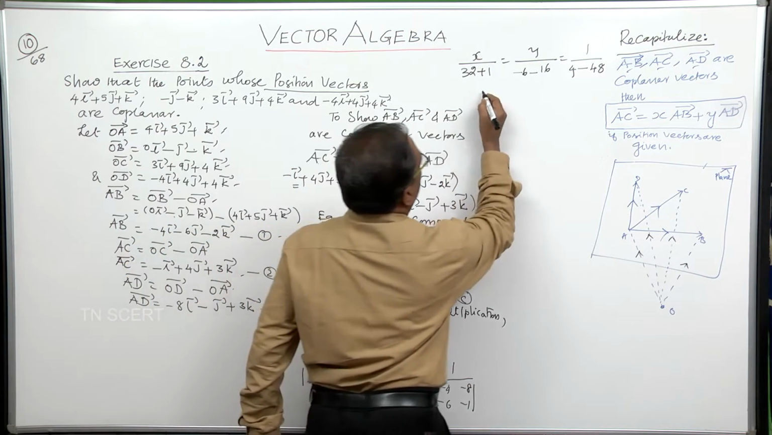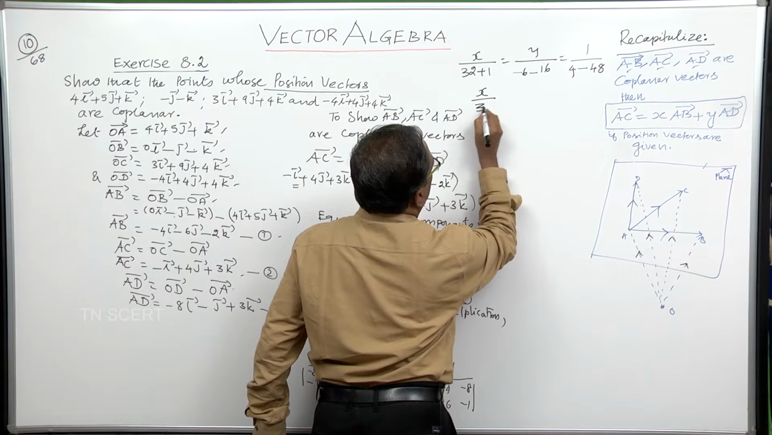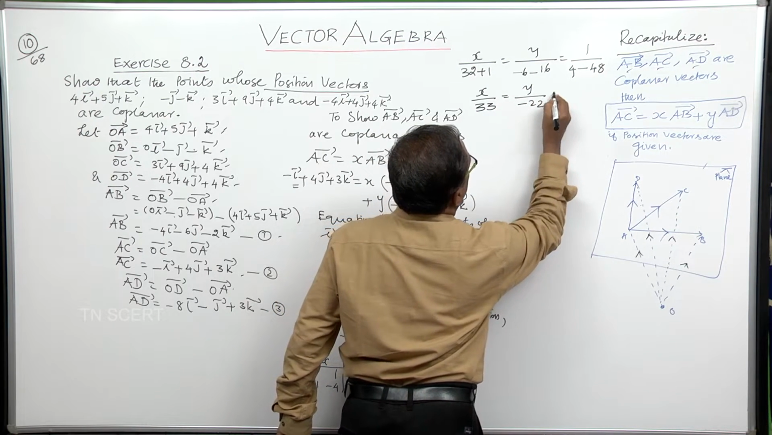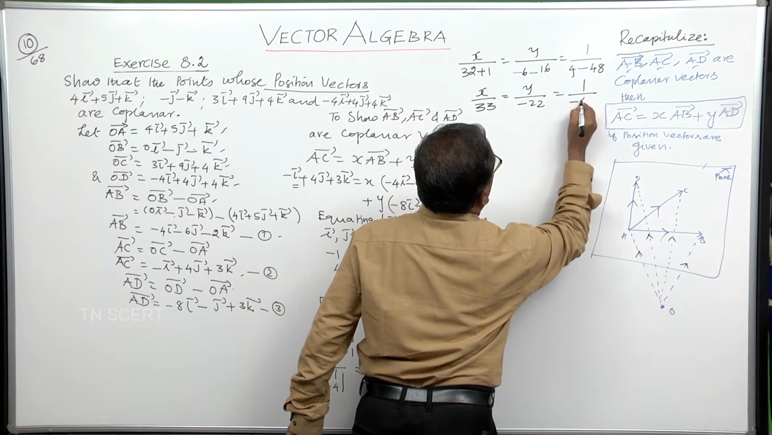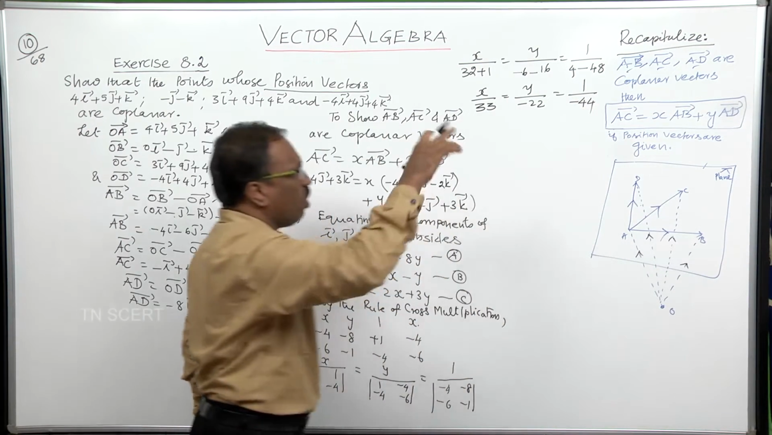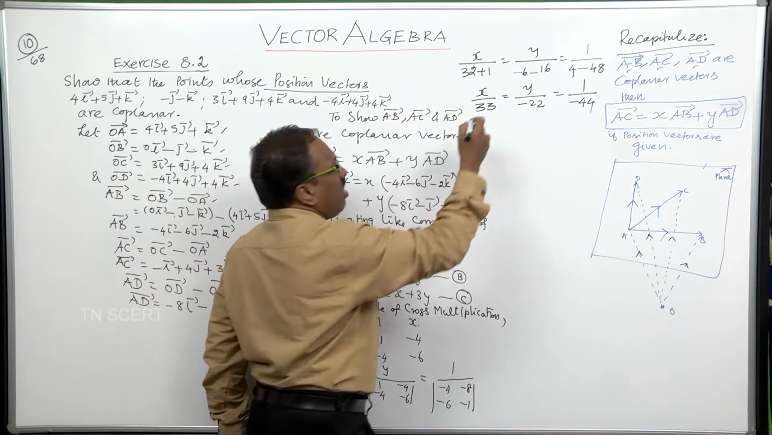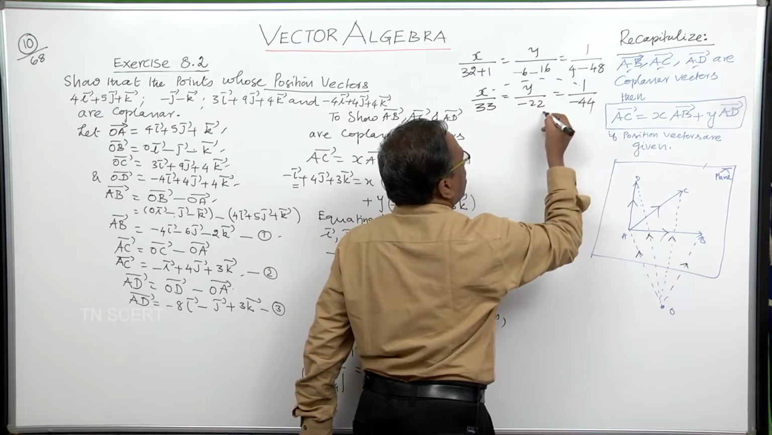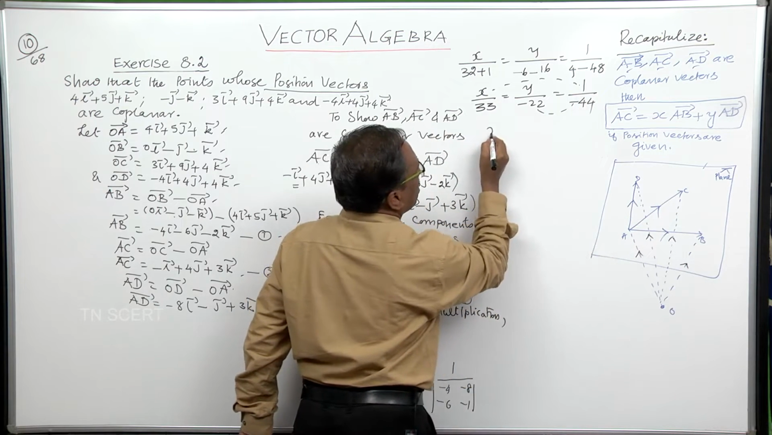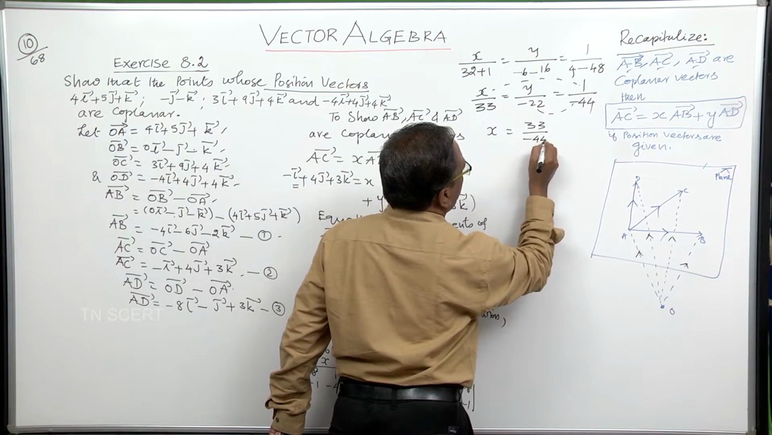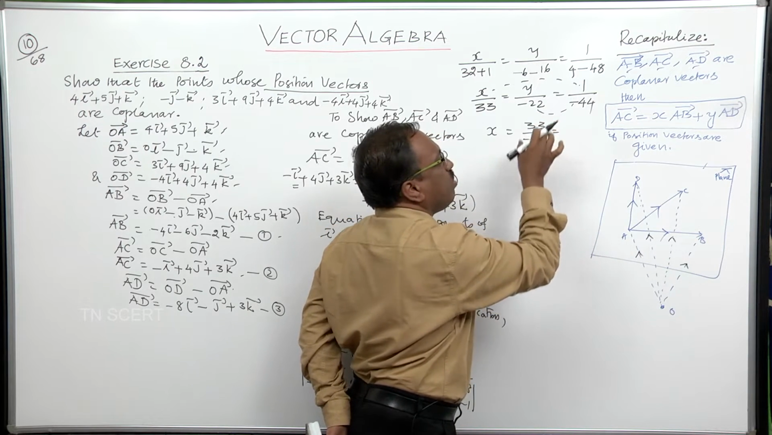So now x by 33 here, y by negative 22 and 1 by negative 44. Likewise I got the value of x, y and then the constant. After that we have to compare 1 and 3, 2 and 3. X is equal to 33 by negative 44. We have to divide it, both are cancelled by 11.